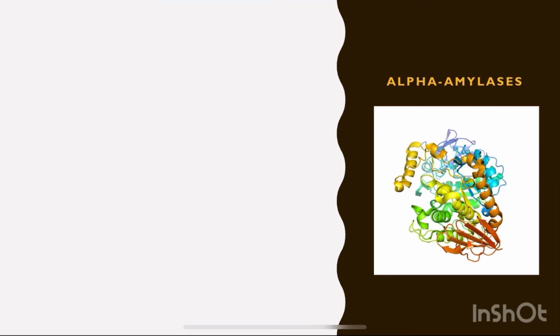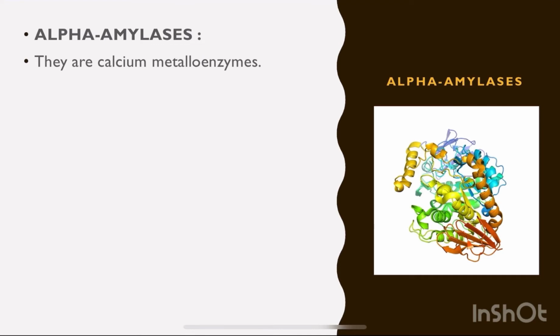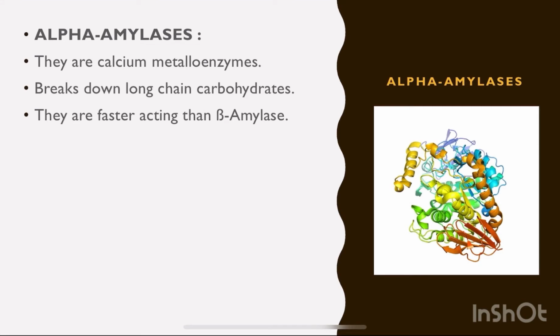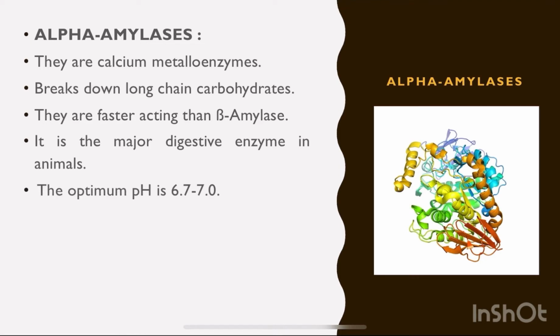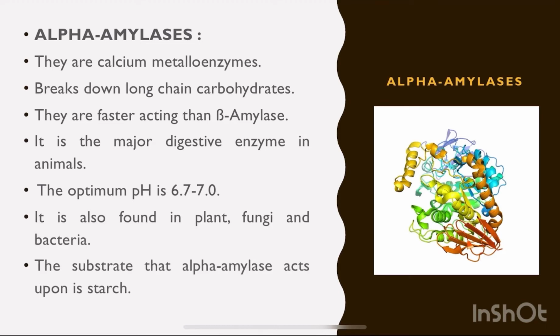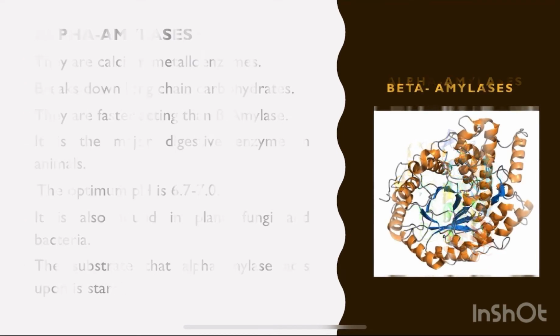First, alpha amylases. They are calcium metalloenzymes that break down long chain carbohydrates. They are faster acting than beta amylases. It is the major digestive enzyme in animals. The optimum pH is 6.7 to 7. It is found in plants, fungi, and bacteria. The substrate that alpha amylases act upon is starch.